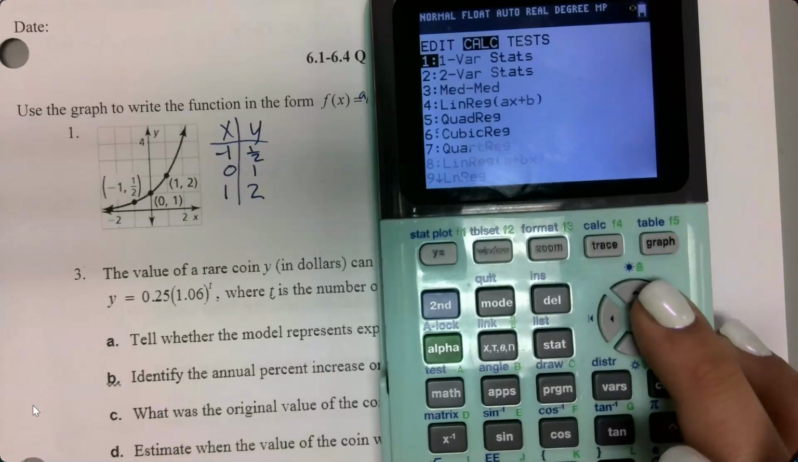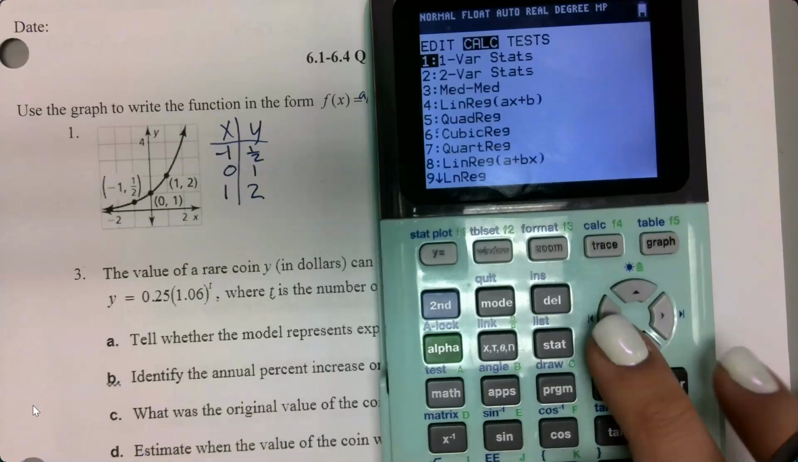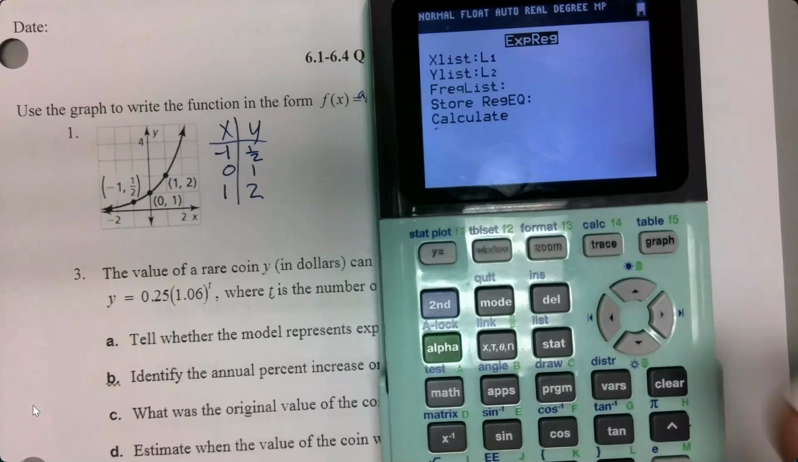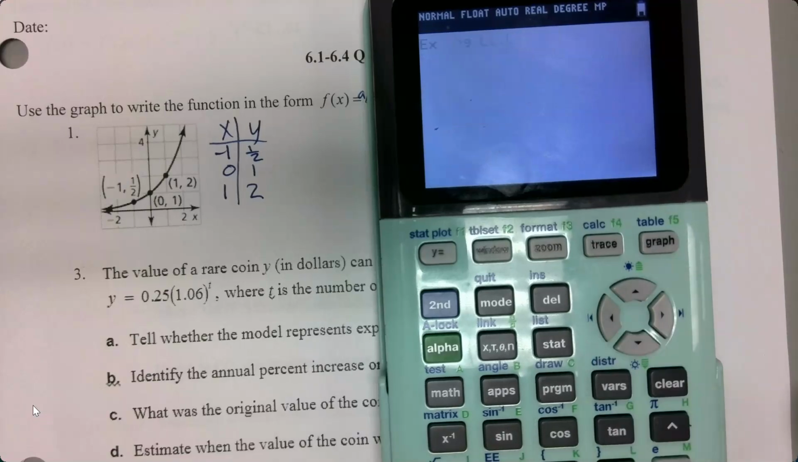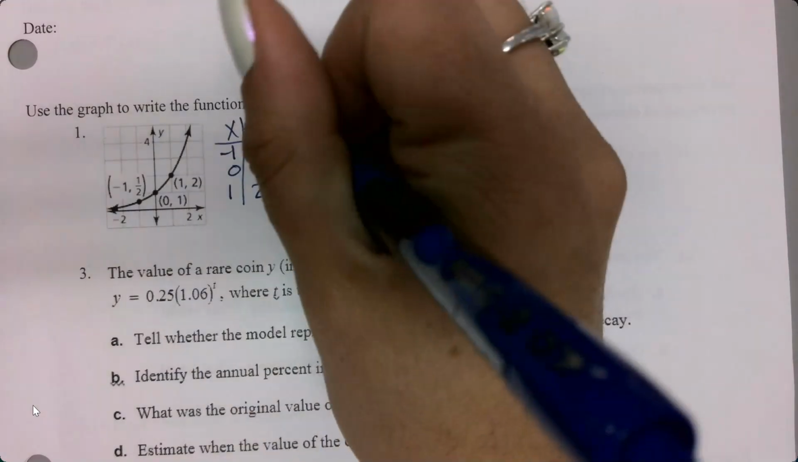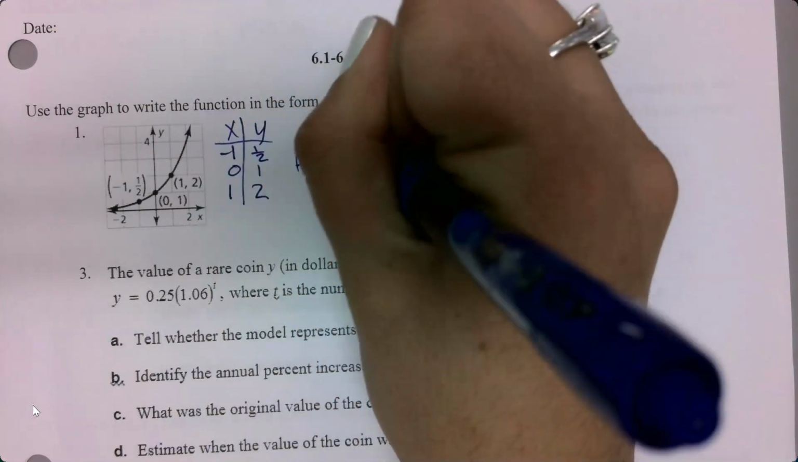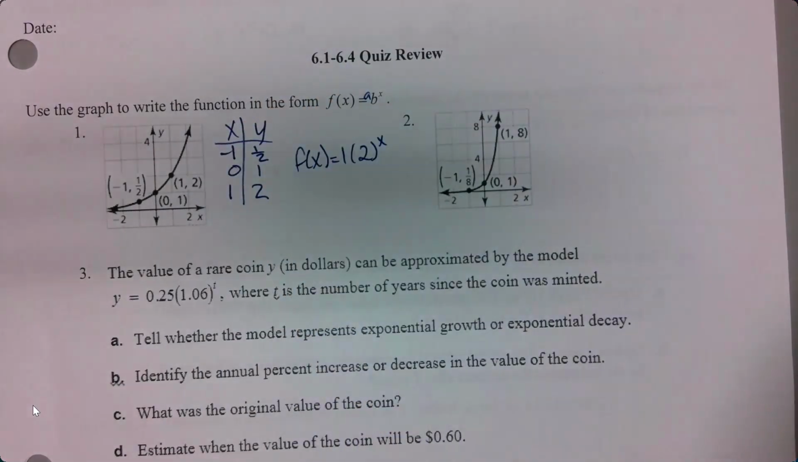I press stat. This time I arrow over to calc. I want to choose the choice that has exponential regression. It's 0 on my calculator. It might be a different number on yours. Then I arrow down to calculate and press enter. And so this one is going to give me f of x equals 1 times 2 to the x exponent.